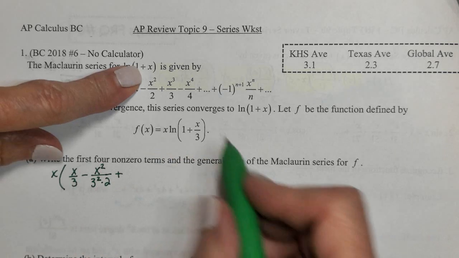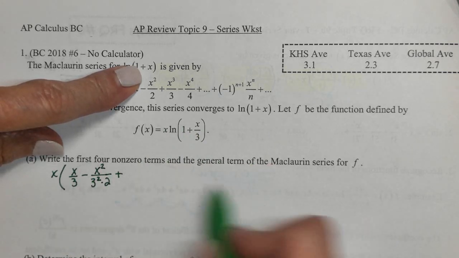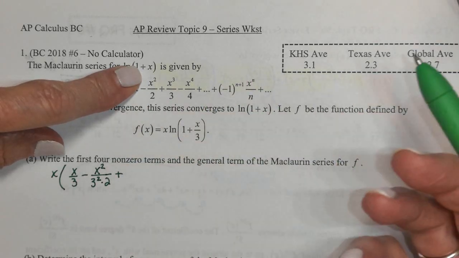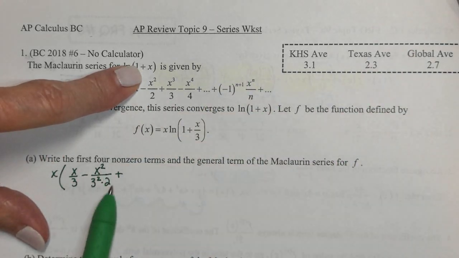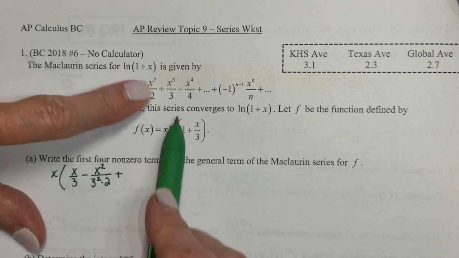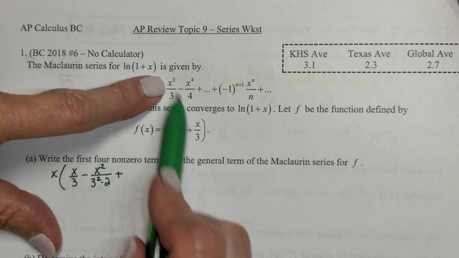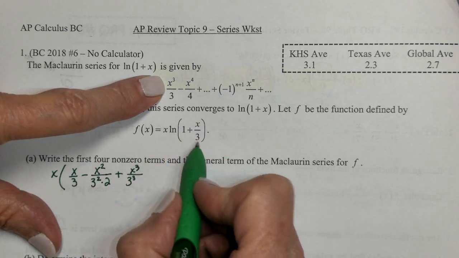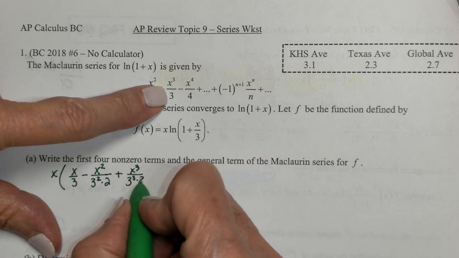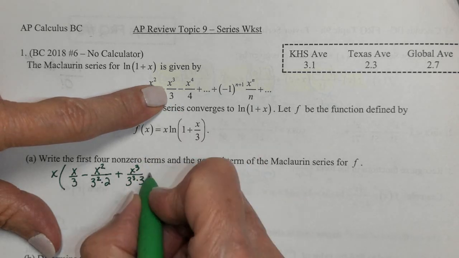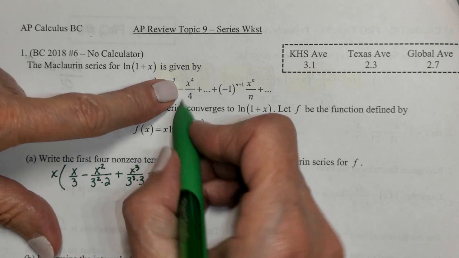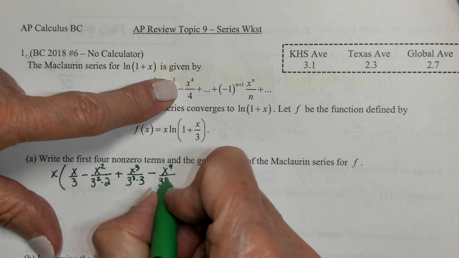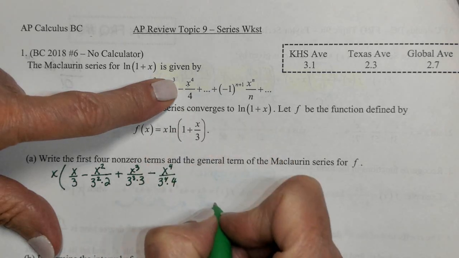Plus, chances are we're going to have to use our answer here. So you need to write it in a form where it's going to make it nice for you to use. So this will make it nice for us to use. I'm going to replace that x with x over 3. I'm going to have x cubed over 3 cubed. And then I have another 3 on the bottom right there. Minus, replace this x with x over 3, so I have x to the 4th over 3 to the 4th times 4.